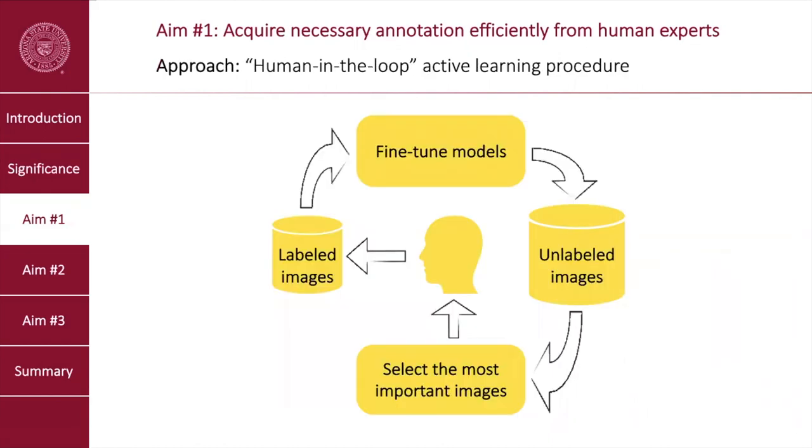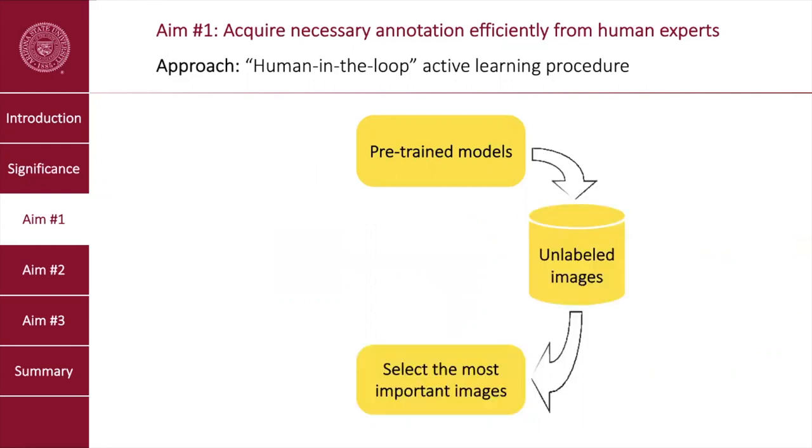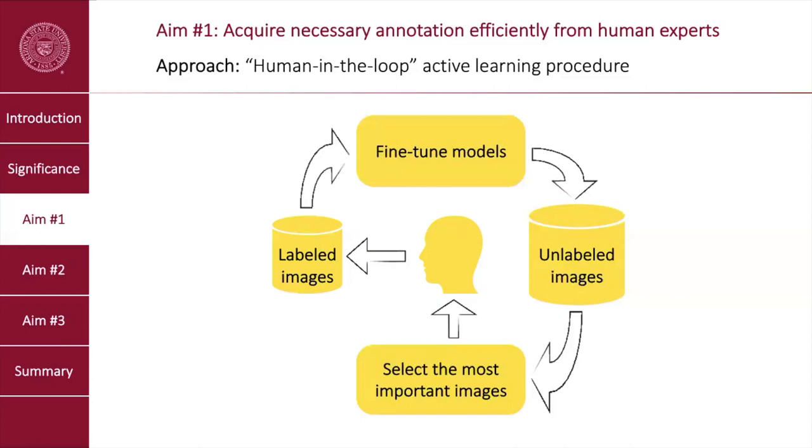One of the most common approaches is called the human-in-the-loop active learning procedure. It incorporates a human expert and the deep learning model together to improve the overall computer-aided diagnosis accuracy. First, given a pre-trained model, we get the predictions on the unlabeled images. Based on the predictions, we select the most important images and send them to the human expert. An expert will label these images and we merge them into the label set. And using this annotation, we can fine-tune the model.